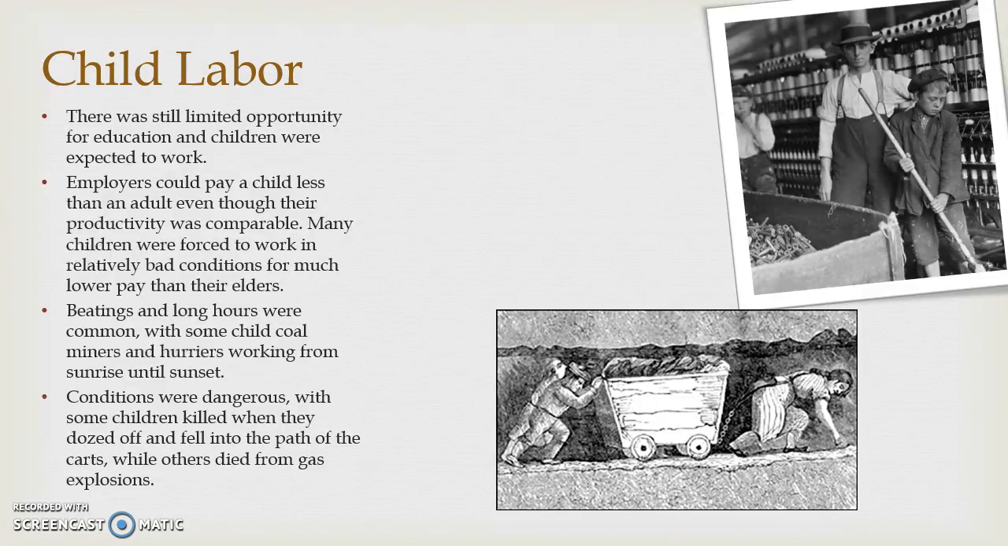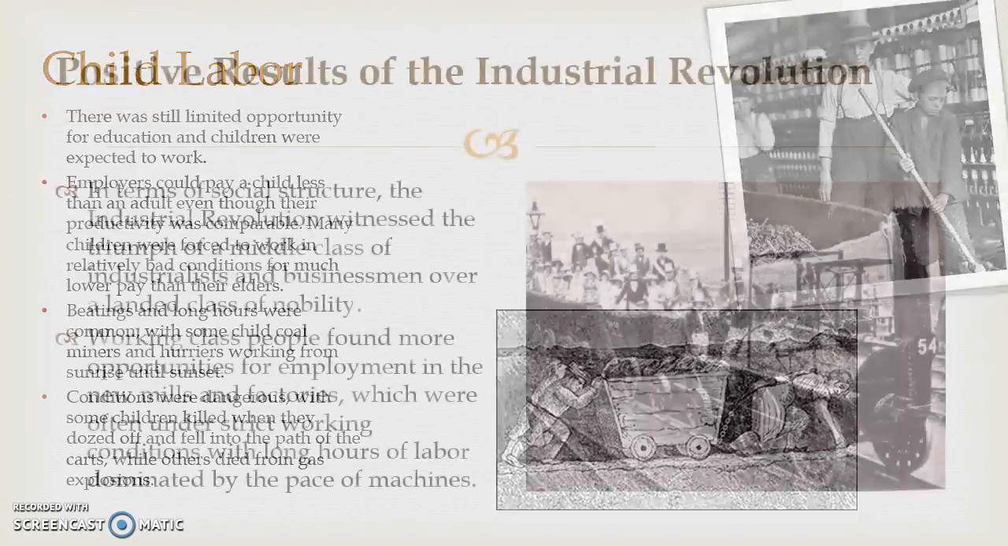Here we have an image of a child cleaning up in a textile industry, and the bottom shows what a hurrier is, which is a child that would pull the cart from the front with another pushing it from the back, and this is commonly used in coal mining industries.